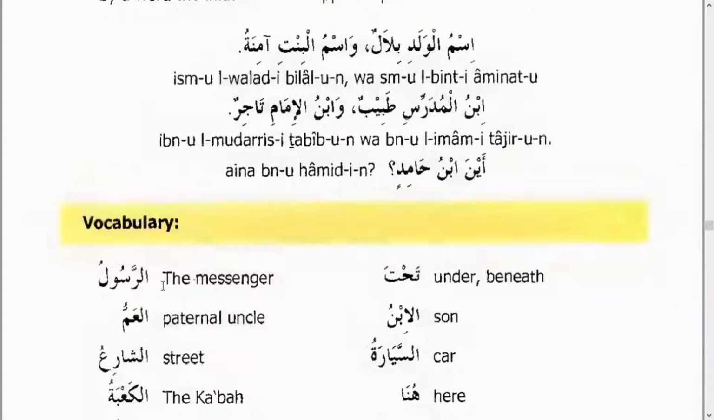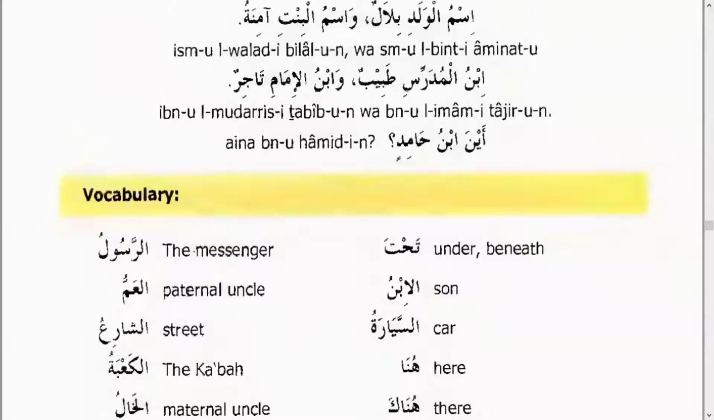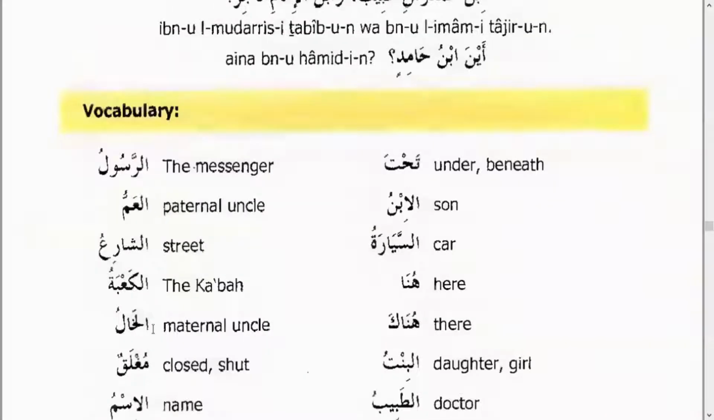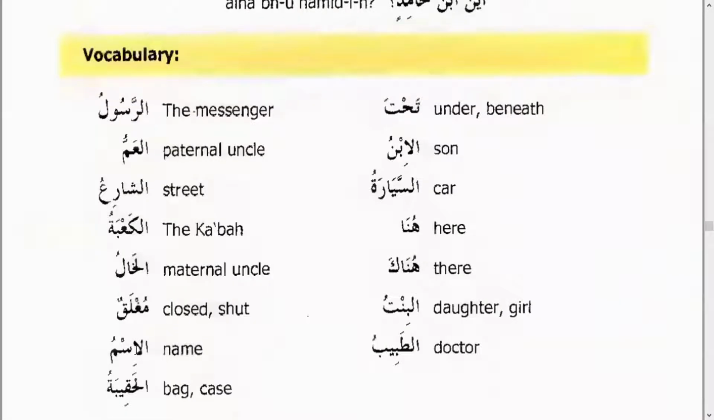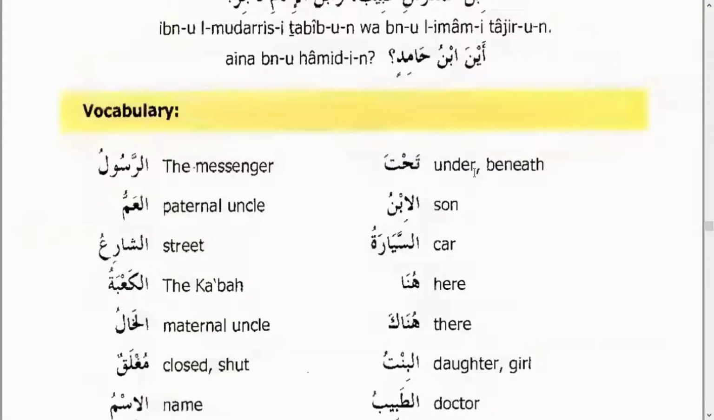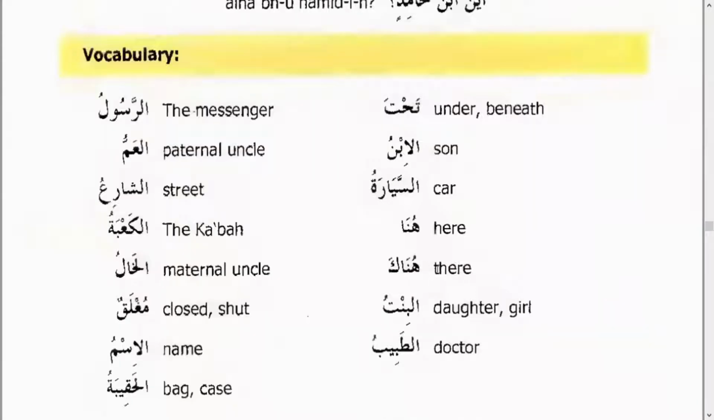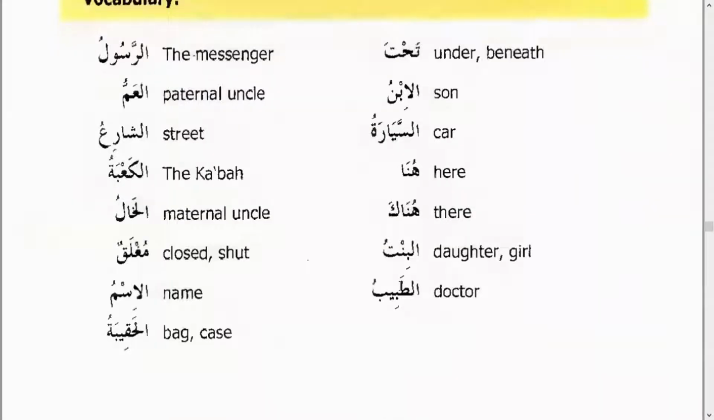So these are the vocabularies again with the English translation. Ar-Rasulu, the messenger. Al-Ammu, paternal uncle. Ash-Shari'u, street. Al-Ka'batu, Kaaba. Al-Khalu, maternal uncle. Mughlaq, closed. Ism, name. Al-Haqiba, bag. Tahta, under, beneath. Al-Ibn, son. As-Sayyara, car. Huna, here. Hunaka, there. Al-Bintu, daughter. At-Tabibu, doctor.